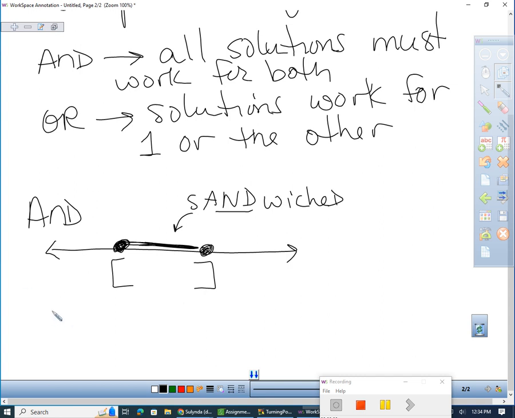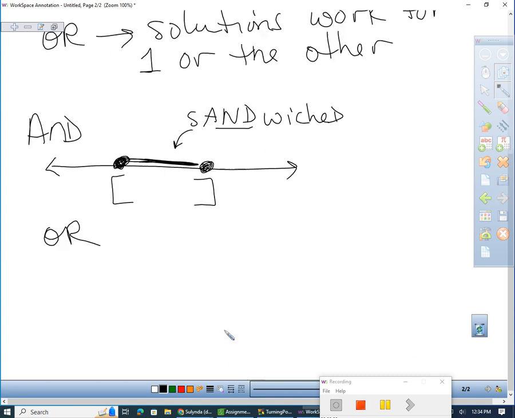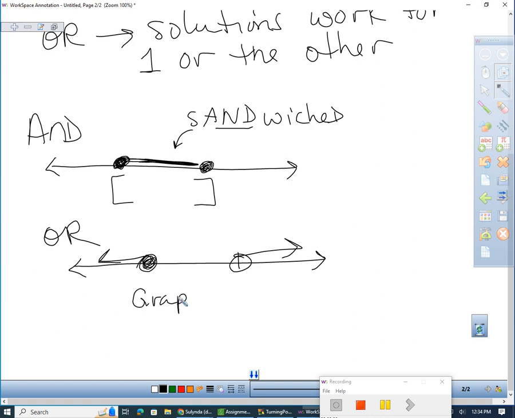For an or problem, when we graph it, it goes either this direction or it goes this direction. This is when it's going opposite. Graph goes opposite ways. Again, or and opposite kind of go together, right? Both ways. Our interval notation for this is a little bit different.